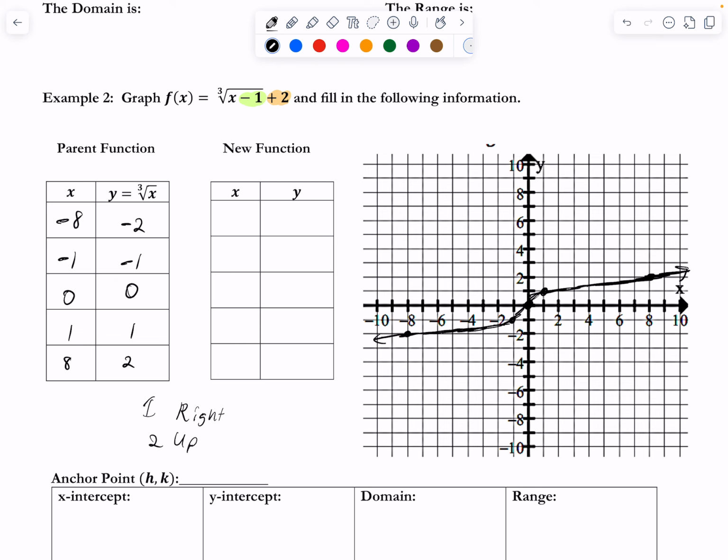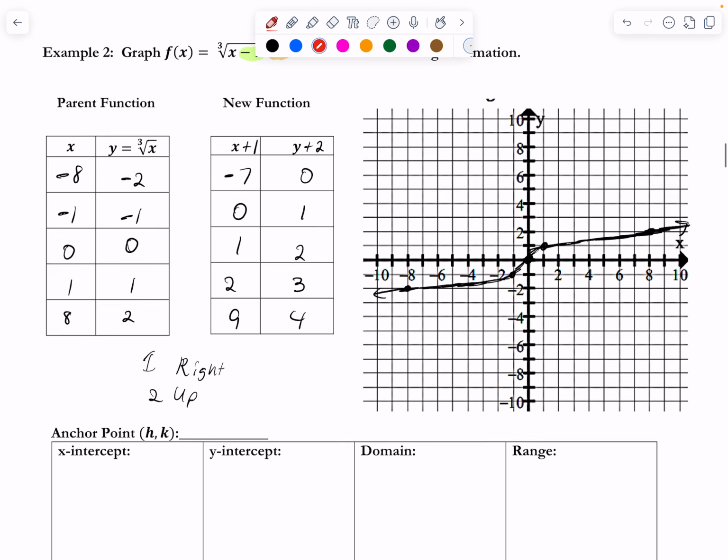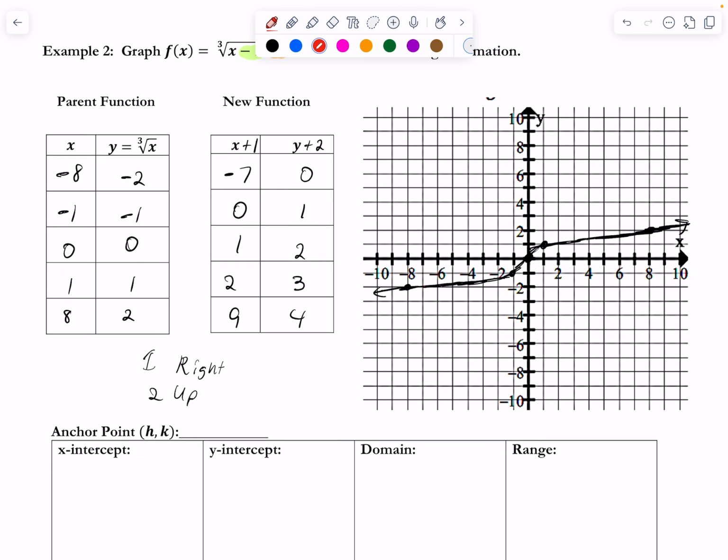So for my new table, I'm going to add 1 for 1 to the right and add 2 for 2 units up. So that's going to be -7, 0, 1, 2, and 9. And the new y values are 0, 1, 2, 3, and 4. Okay, so let's plot that. So -7, 0, 0, 1, 1, 2, 2, 3, and then finally 9, 4.